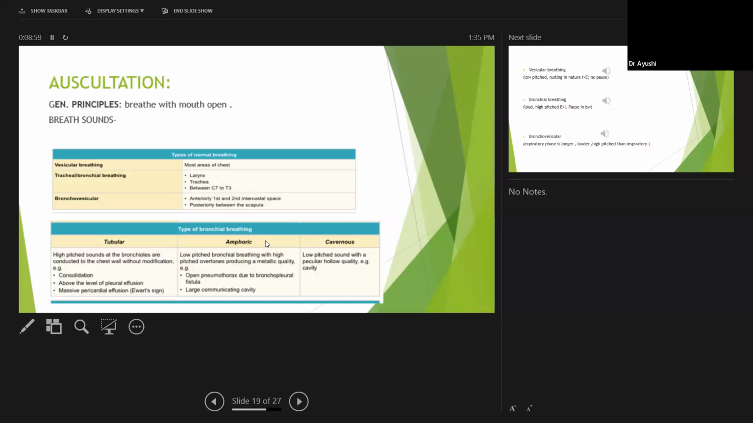Now, auscultation. We auscultate in a step-ladder-like fashion and compare both sides. Three types of breath sounds are heard: vesicular, bronchial, and bronchovesicular. Vesicular breathing is heard over most of the chest. Bronchial breathing is heard over the larynx, trachea, and between C7 to T3. Bronchovesicular is heard anteriorly in the first and second intercostal spaces, and posteriorly between the scapulae. Further, bronchial breathing is divided into tubular, amphoric, and cavernous.